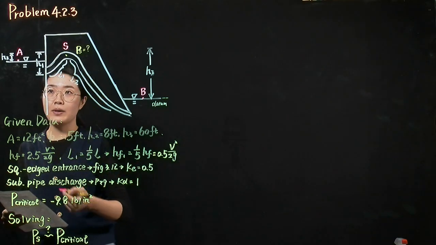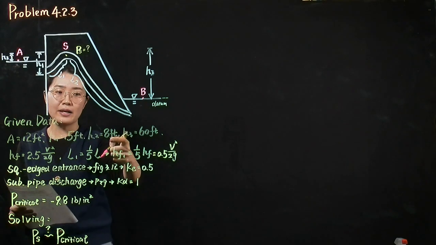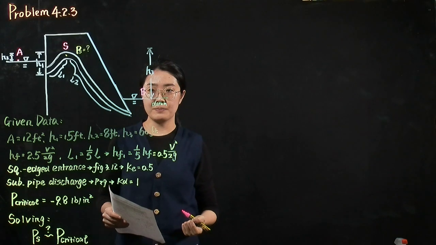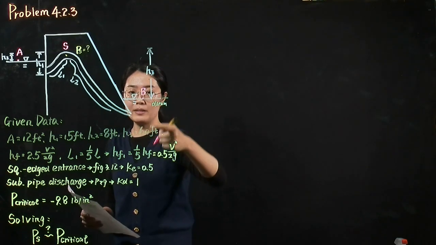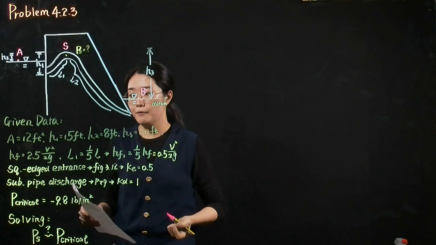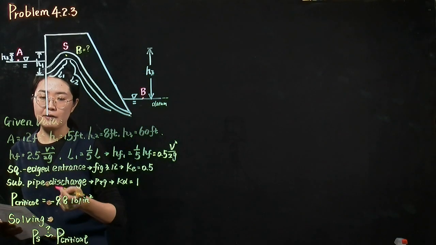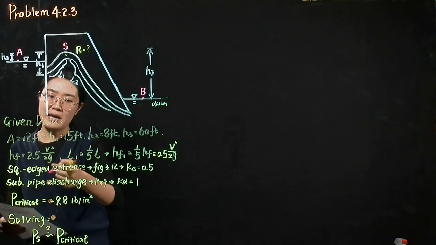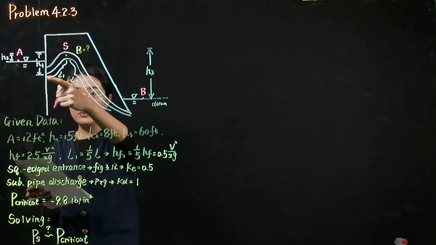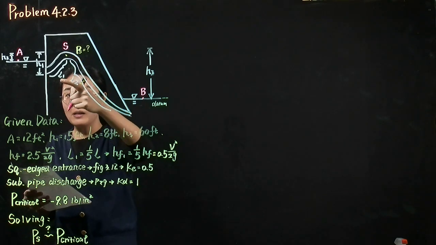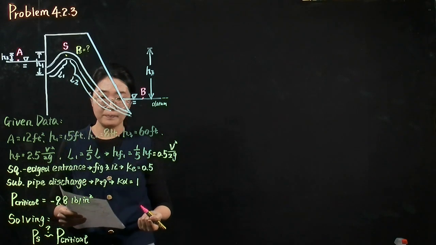The height between the upstream water surface to the summit is 8 feet, and the height between the downstream reservoir to the summit is 60 feet. The friction head loss equals 2.5 times the velocity head, and the distance from the siphon entrance to the summit, we call it L1, is 1/5 the total siphon length.